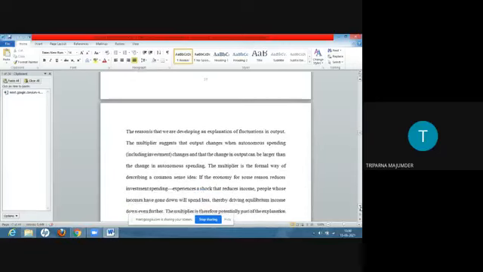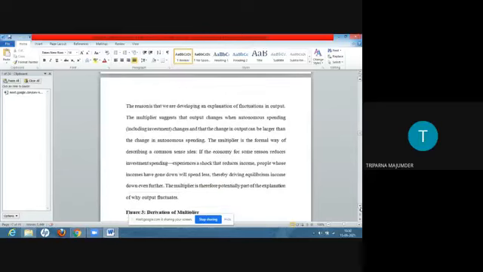The reason behind this is that we are developing an explanation of fluctuations in output. The multiplier suggests that output changes when autonomous spending, including investment, changes, and that the change in output can be larger than the change in autonomous spending. The multiplier is the formal way of describing a common sense idea.